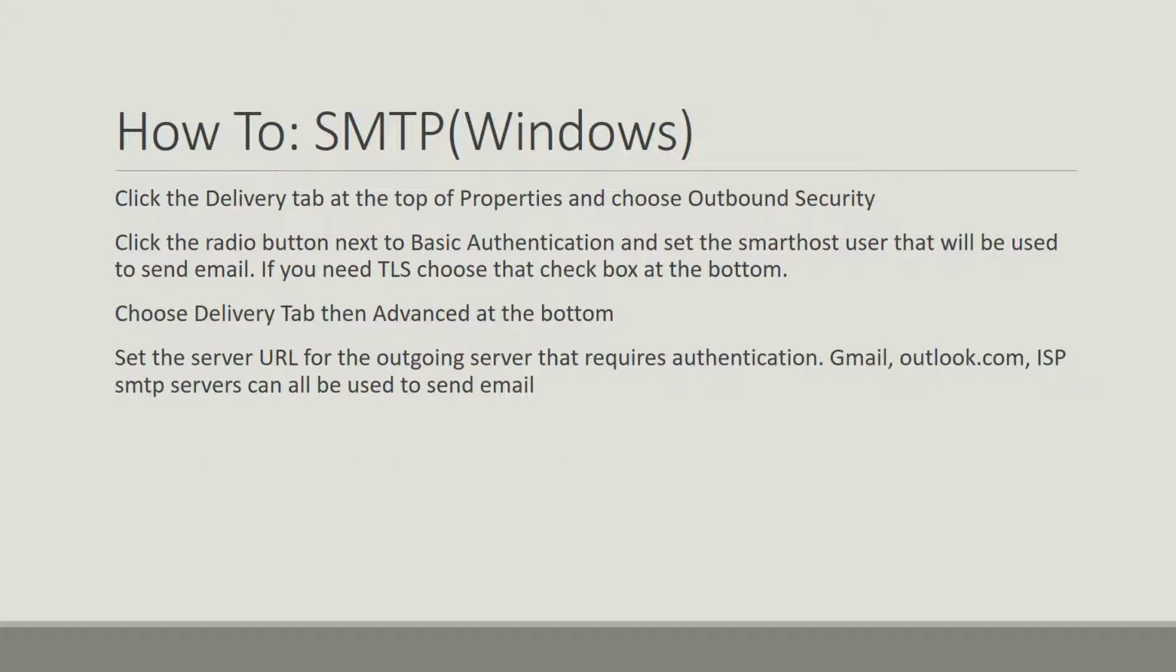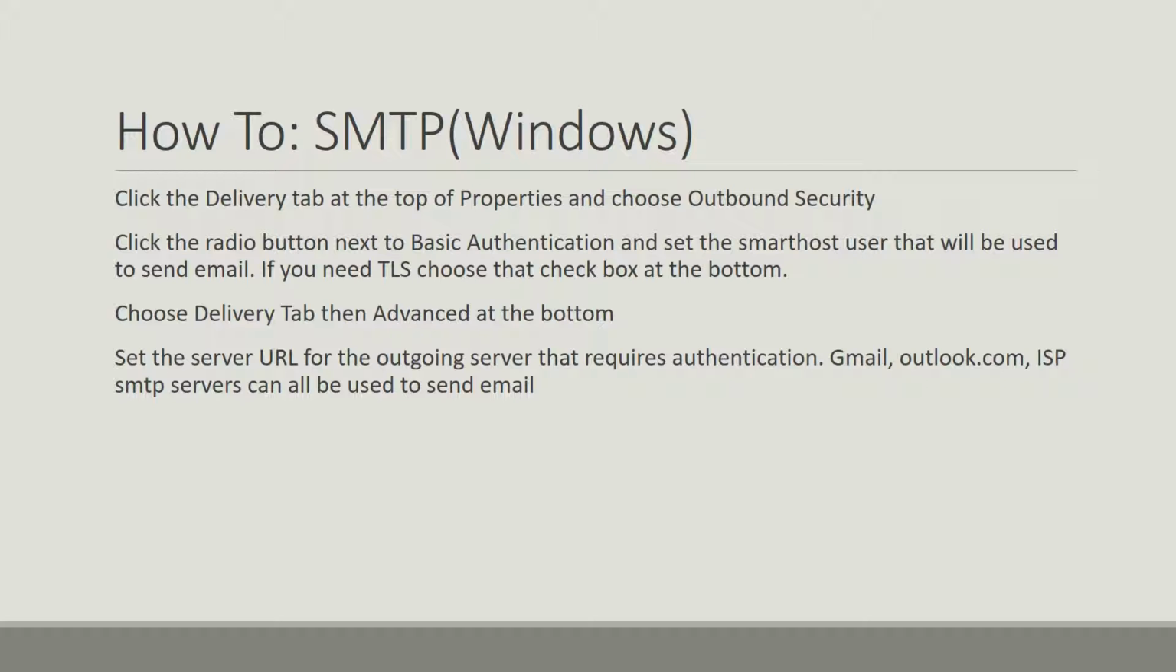This needs to be followed by clicking the delivery tab at the top of the properties and choosing outbound security. Then click on the radio button next to basic authentication and set the smart host user that will be used to send email. If you need TLS, choose that checkbox at the bottom.